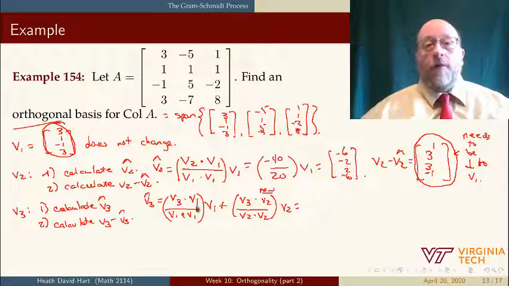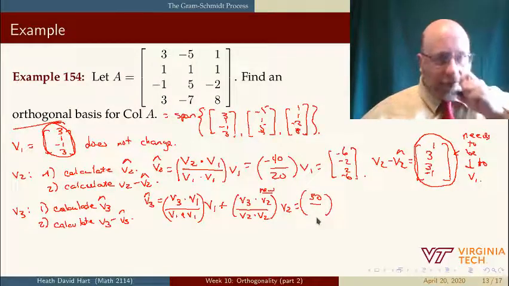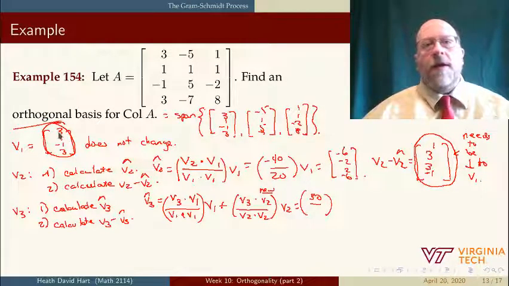All right, let's work through this. This fraction is the dot product of v3 with v1, so that's 3 plus 1 is 4, plus 2 is 6, plus 24 is 30. v1 dot with v1 is 9 plus 1 plus 1 plus 9 is 20. So we have 30 over 20 times 3, 1, negative 1, 3.